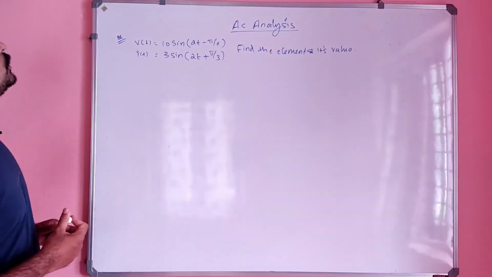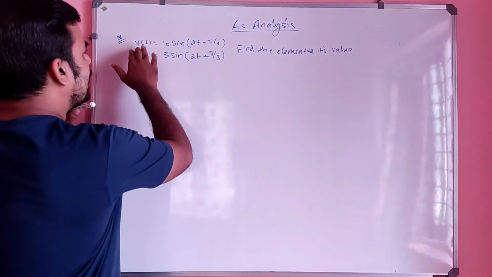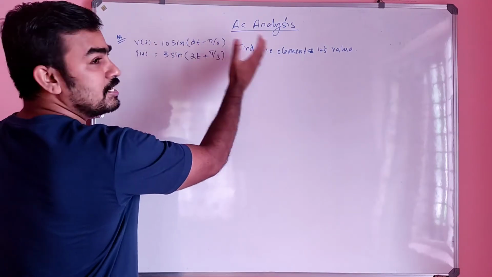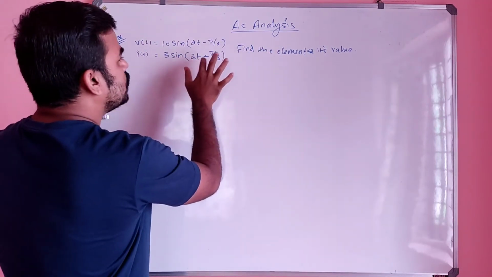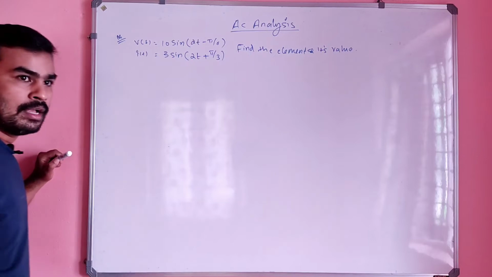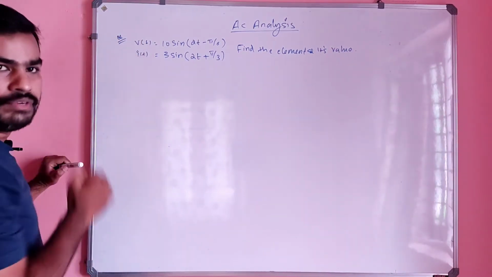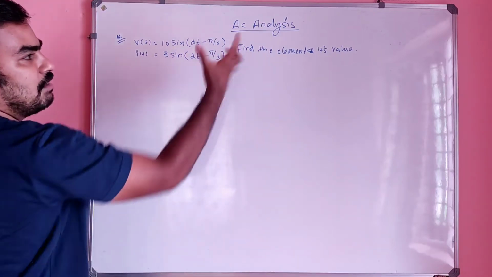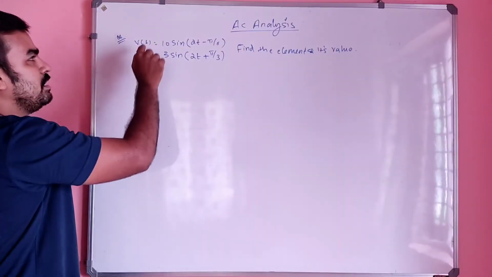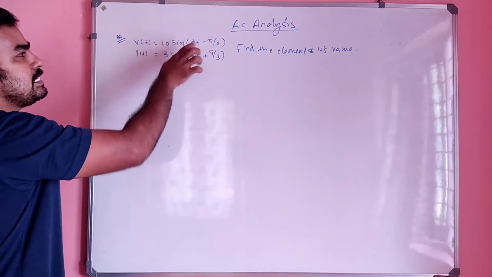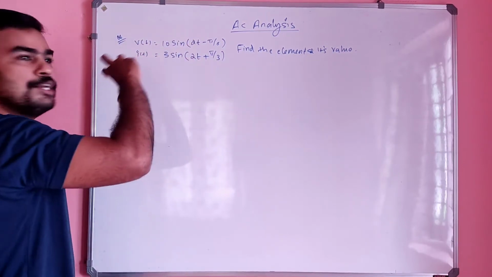So let's see. It's given that v of t is equal to 10 sin(2t minus pi by 6) and i of t is equal to 3 sin(2t plus pi by 3). By seeing this v of t and i of t, we have to find the element. V of t is given to a circuit, due to which i of t is flowing.